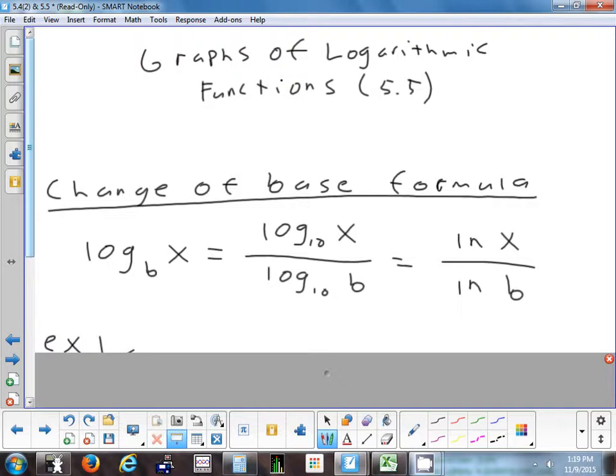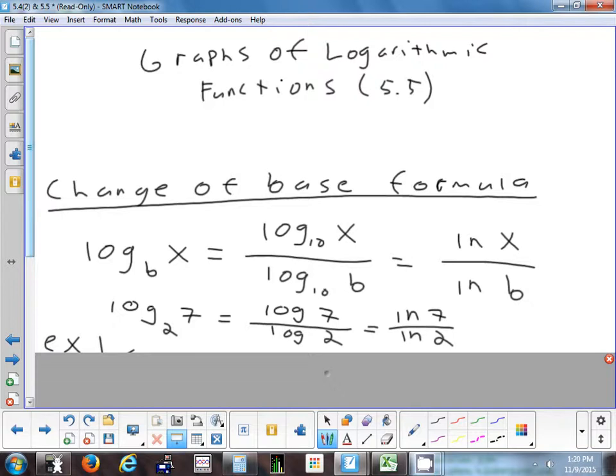So basically what you do is you take the log of your argument and divide by the log of your base. It doesn't matter if you use common log or natural log. It'll work either way. So let's say you wanted to do log base 2 of 7. You don't have a button for base 2 on your calculator. So the way you have to type it in, log of 7 divided by log of 2. And that's common log. Or if you type it in ln of 7 over ln of 2, you get the same thing.